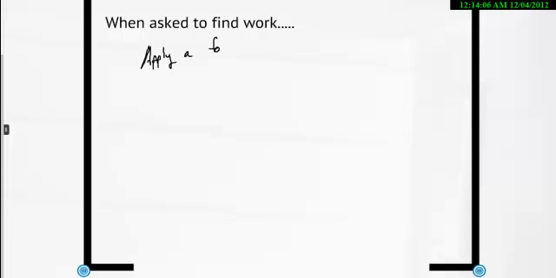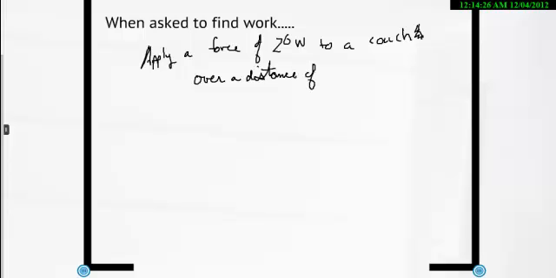a force of 20 newtons to a couch over a distance of 50 meters. So that's a long ways to push a couch, but let's say you push a couch with a force of 20 newtons for a distance of 50 meters.